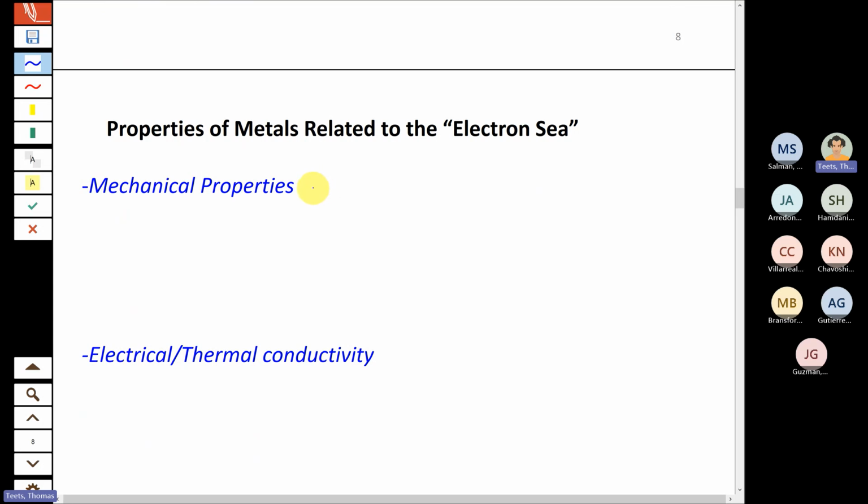In terms of their mechanical properties, metals are fairly unique because they are what we call malleable, meaning that they're able to be bent and molded pretty easily, even without melting them.